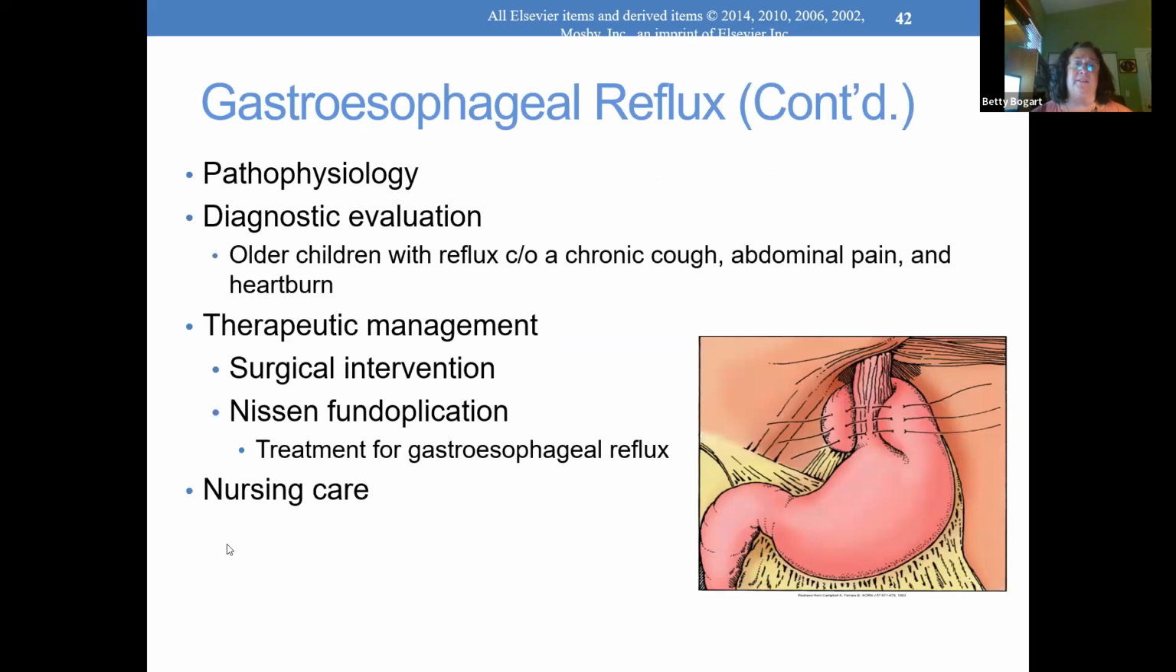Now, gastroesophageal reflux, GERD, okay?